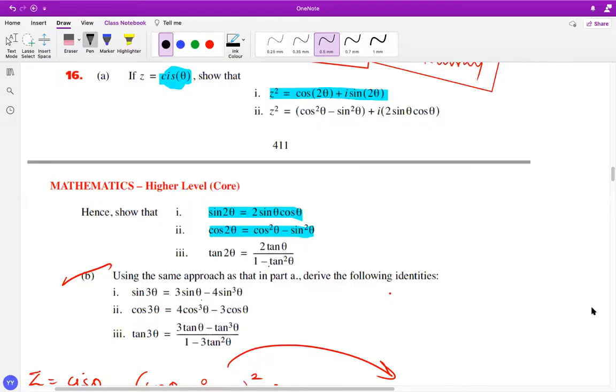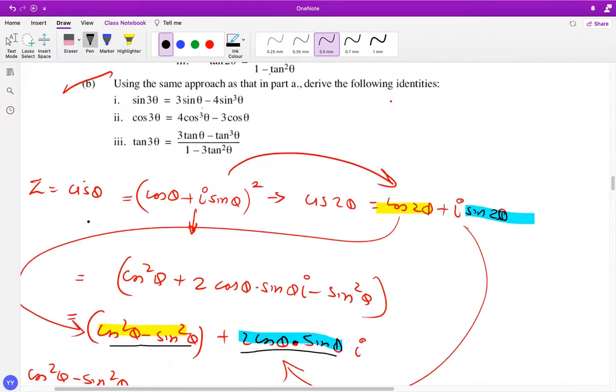All right, so this is a question from Fabio, one of the textbook for DP. Now, the question is that if z is cis theta, show that z squared is cos 2 theta plus i sine 2 theta, and the similar expression is this. So what they are basically trying to do is that if z is cis theta, you go two ways.